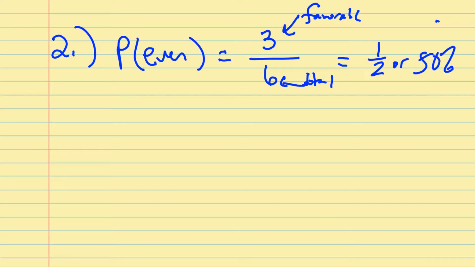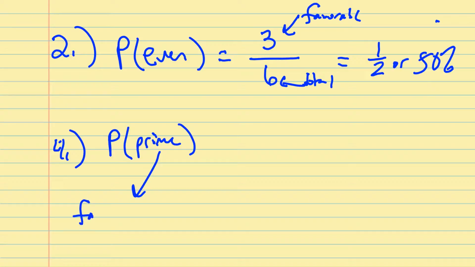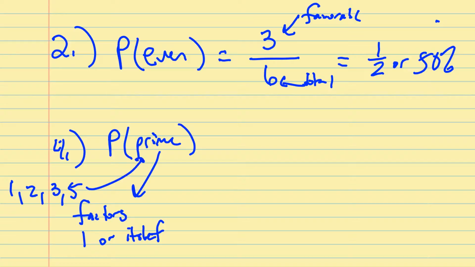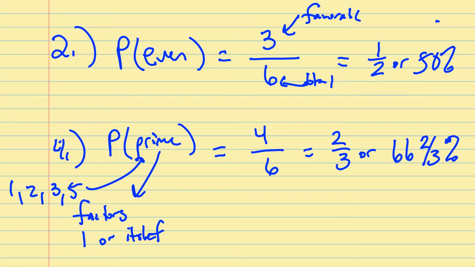Alright? 4, very similar. This is the probability of a prime number. Now remember, you have to know a prime number. You have to know that a prime number is the factors can only be 1 or itself. So the prime numbers are 1, 2, 3, and 5. Those numbers are prime. So I'm going to have 4 out of 6, which breaks down into 2/3, or I'm going to say 66 2/3%. Alright? That's it for 2 and 4.